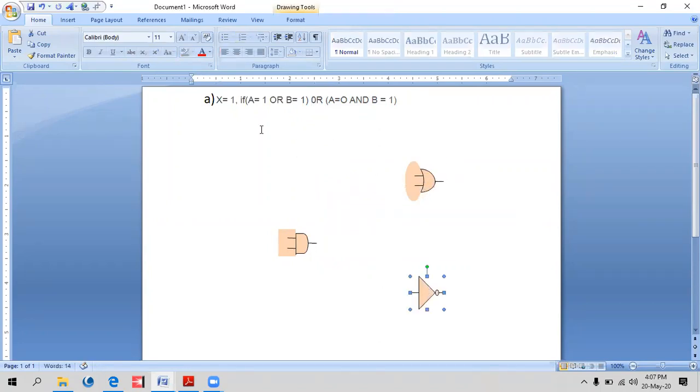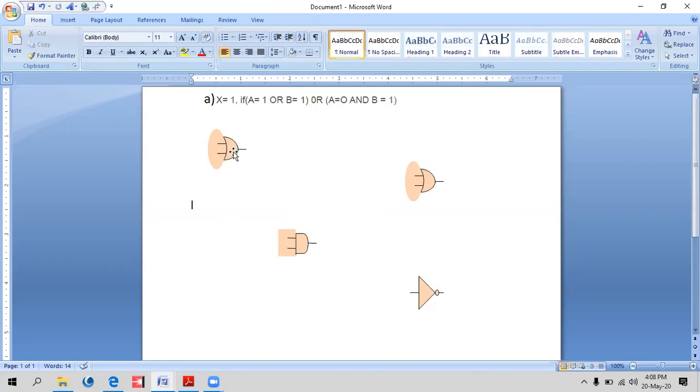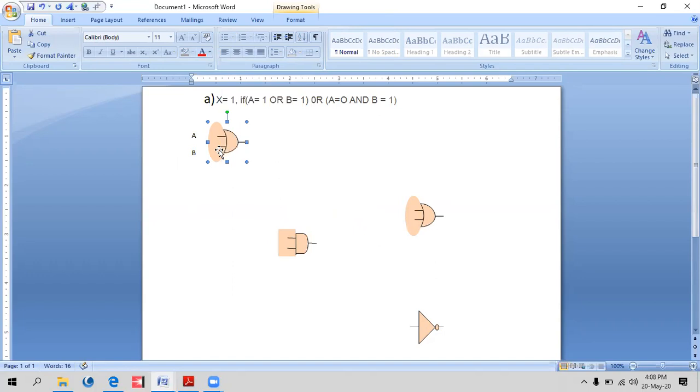First, A equals 1 or B equals 0. So we have to have another OR gate in front. Here we need an OR gate. Don't worry about these other shapes and the shadings, with a lot of difficulty. So let it be. But you understand, this is an OR gate. So if A is here, B is there. The outcome here will be A or B.